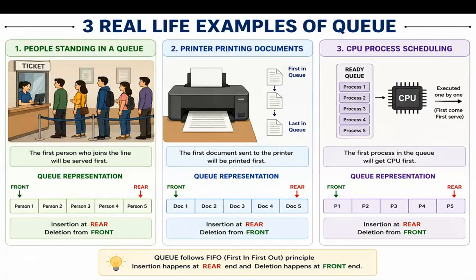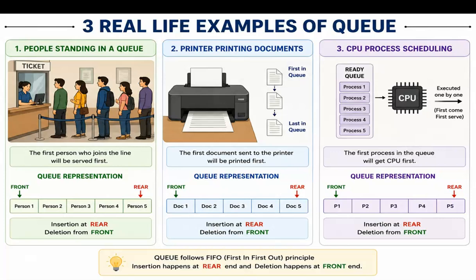Fine. Let's move on and understand a few classical examples of a queue. Look at these pictures. The first example shows people standing in a queue. Let it be ticket counters, supermarkets or banks. The first person who enters the line gets served first. The second example shows a printer printing multiple documents. If multiple documents are sent to a printer, the printer prints them one after the other in the order in which the documents are received.